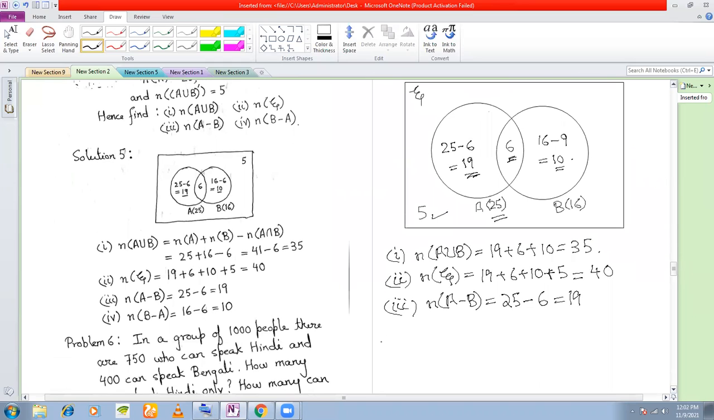Number 4, the cardinality of B minus A. The cardinality of B, how much is it? 16 minus the number of elements that are in both, which is 6, equal to 10. Is it clear now? Or any question you have?